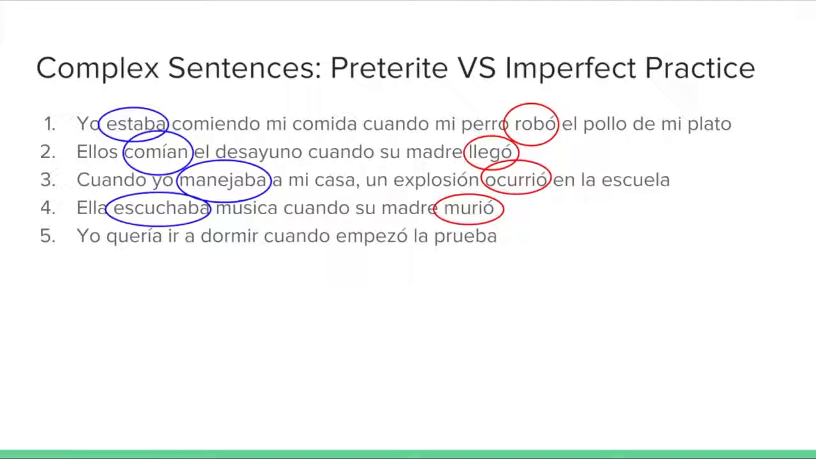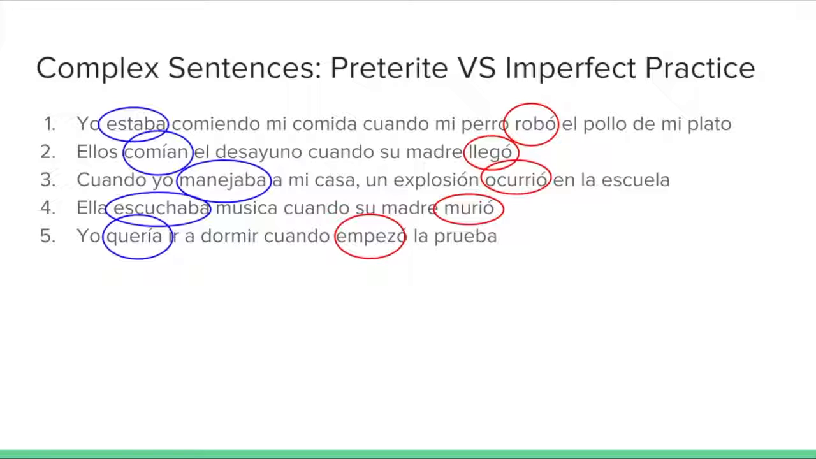And the last sentence, "yo quería ir a dormir cuando empezó la prueba." So the imperfect verb would be "quería," and "empezó" would be the preterite, because I started the quiz, but before that I wanted to sleep.